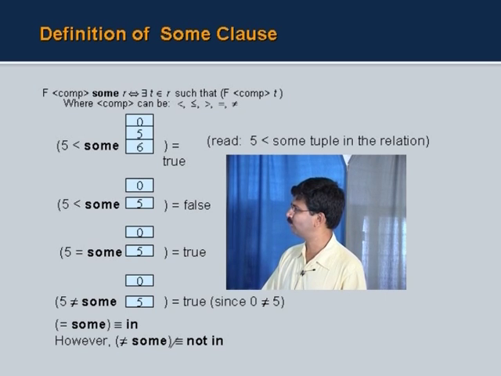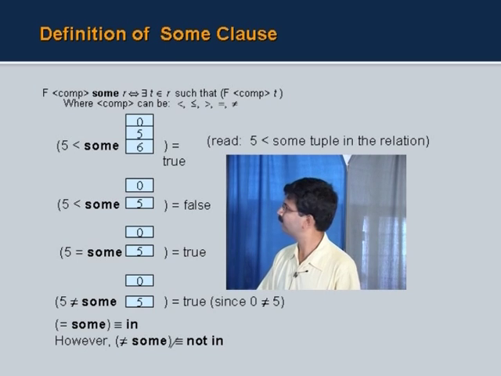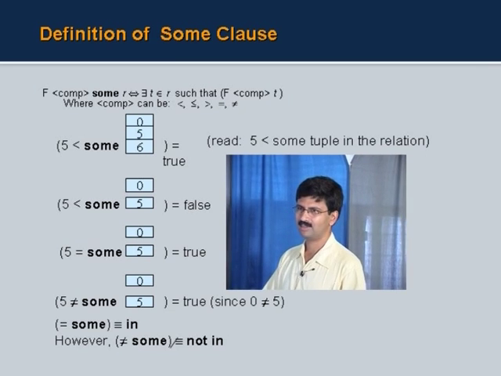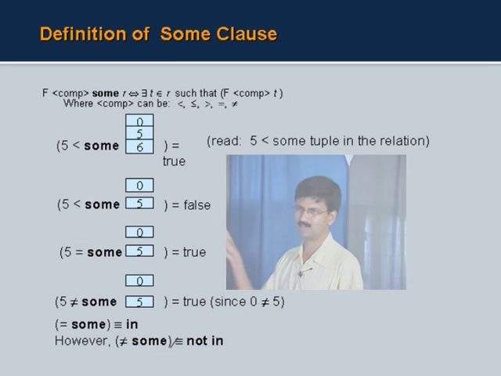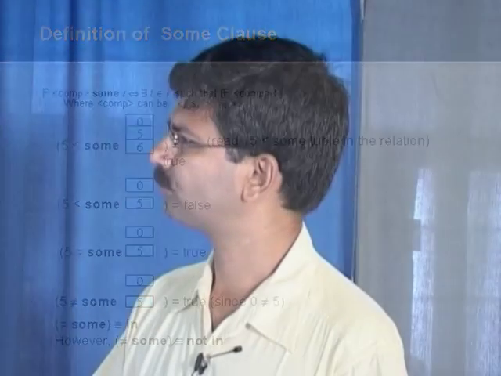So less than some. 5 less than some of 0, 5 is false, because it's equal to, but it's not less than 5. Whereas for 5 less than some on this, this is not actual SQL syntax, this is just conceptually what you are doing, this is a set. So this is true. 5 not equal to some here is true, because there is a value 0, which is not equal.